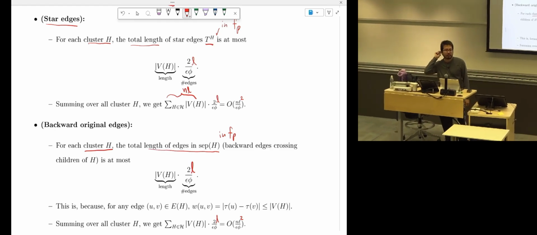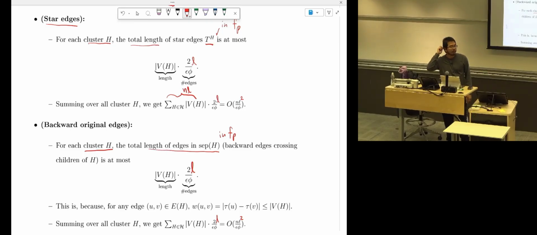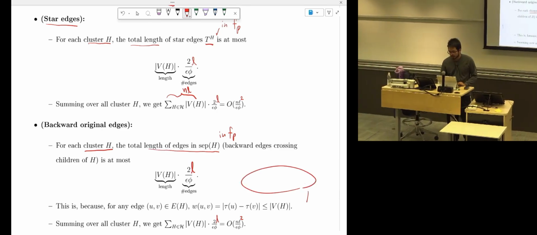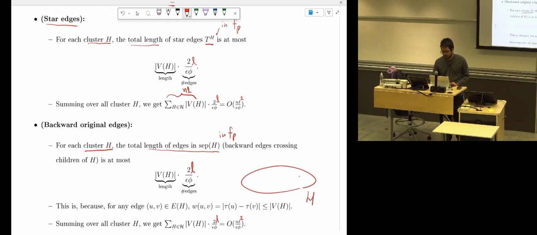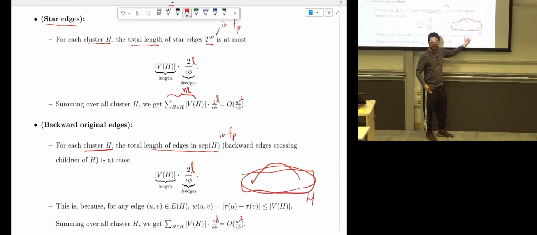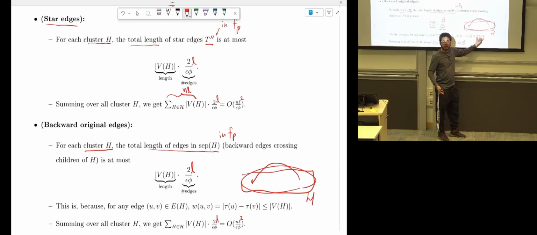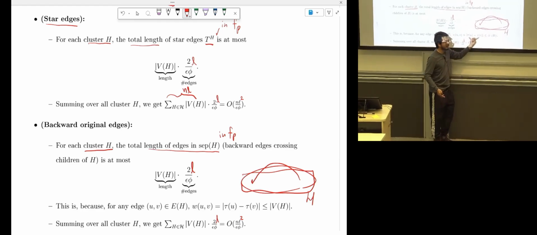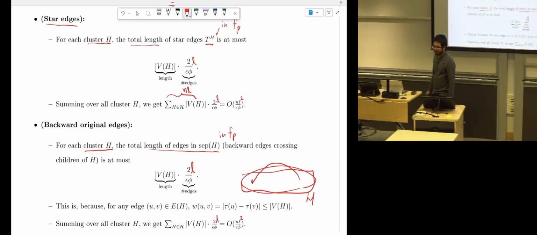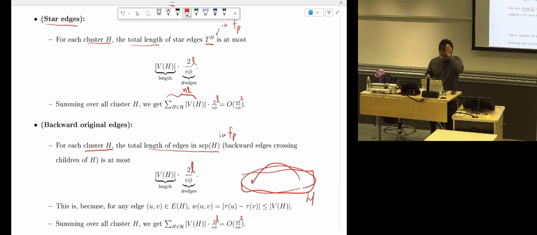Why is the length the size of V of H? Oh, yeah, like this is H, right? And the weights here, all the nodes in H map to an interval of this size. Oh, I see. So any edge within this interval could have a difference at most the size of the interval. Okay, good.